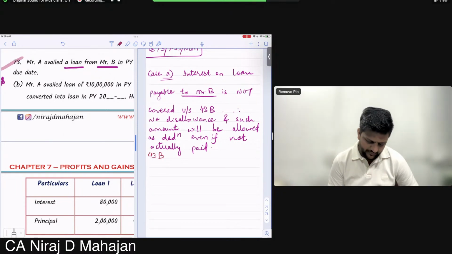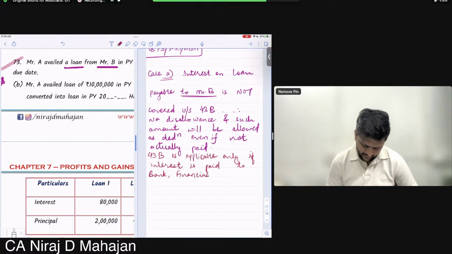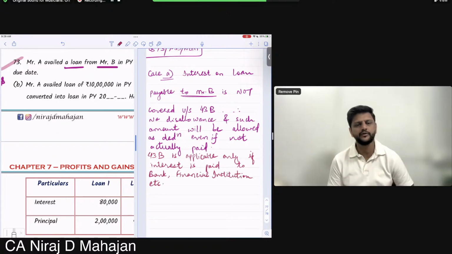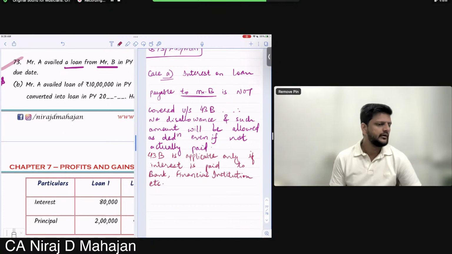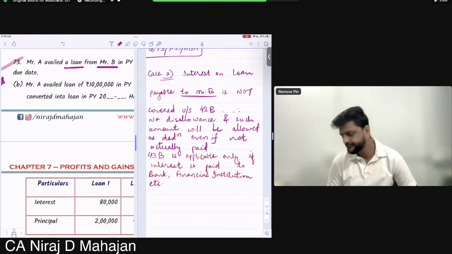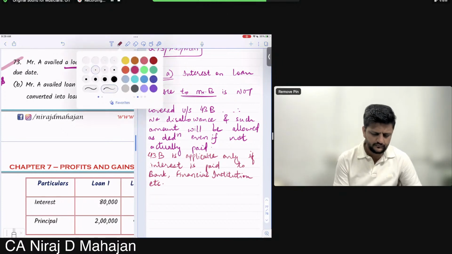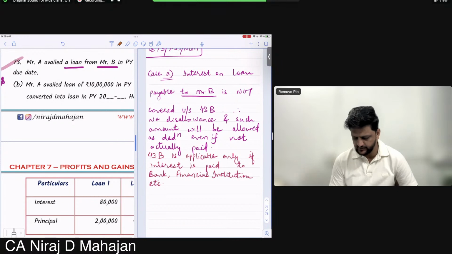43B is applicable only if interest is paid to bank, financial institutions, etc. Okay, etc. Done till here, all of you? That is case A.